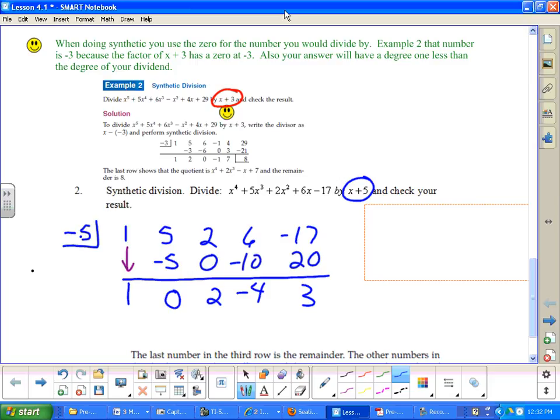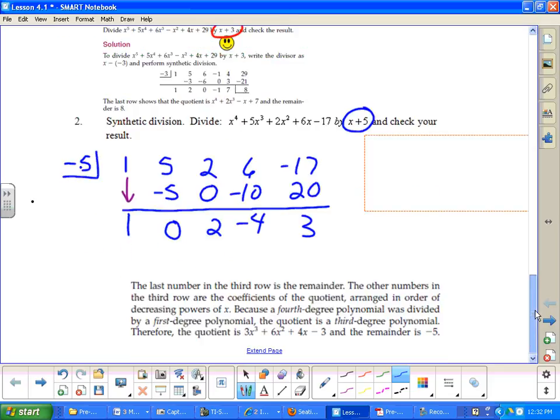Okay, so our answer then, so they're asking us to divide this. So our answer to this question then is going to be, we take, the power becomes 1 less because I'm taking a 4th degree polynomial, dividing by a 1st degree. That means this 1 here on the end represents x cubed. X to the 4th divided by x, I get x cubed. The 0 represents x squared. Then plus 2x minus 4. And the 3 is our remainder. So we'll say plus 3 over x plus 5.